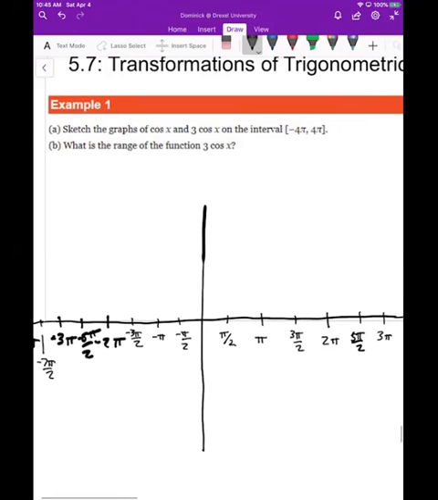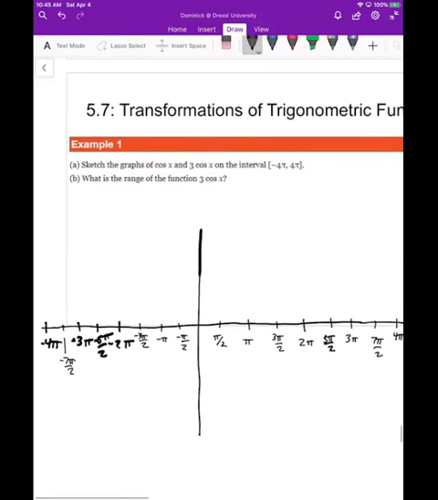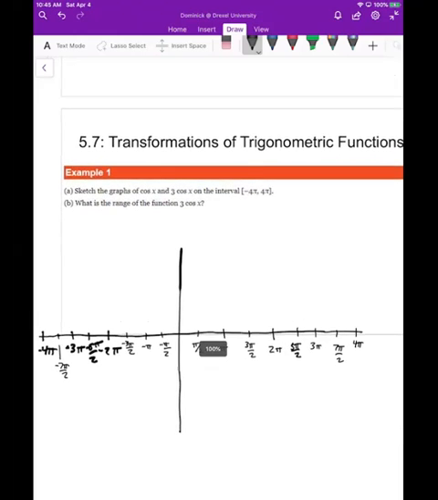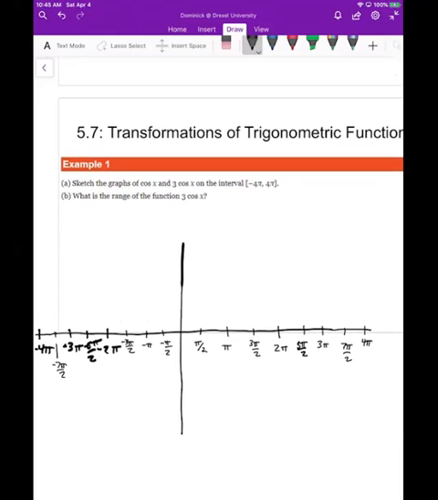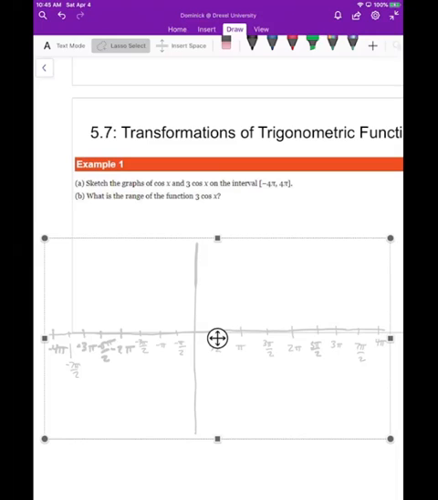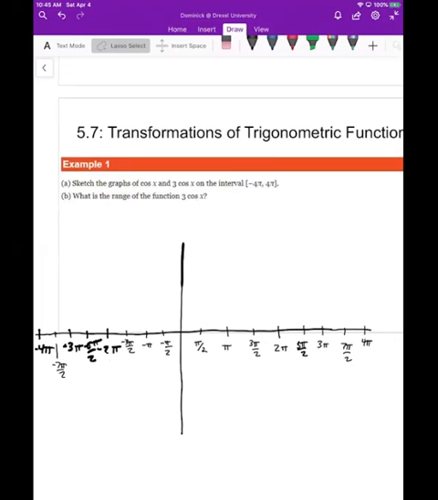Okay, so I actually think I'm going to copy this graph so that I can reuse it later on in this video. So let's grab this. Let's try that again. Okay, so let's copy it so I can use it again when it comes up. Okay, now we want to first graph the cosine graph.